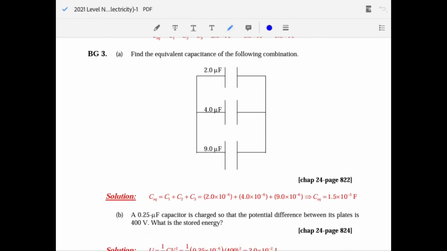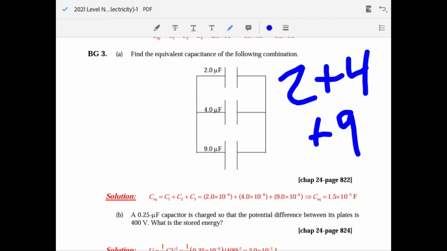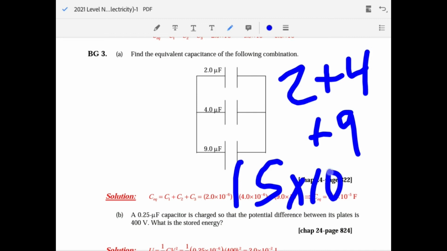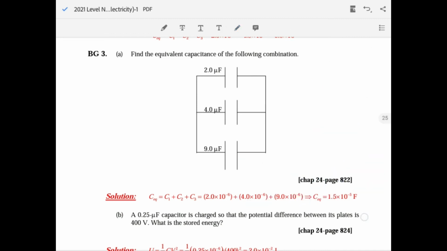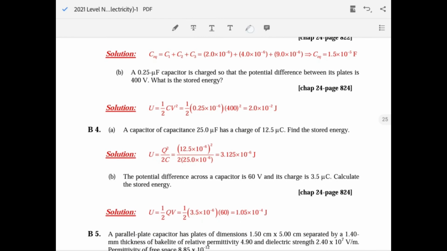Find the equivalent capacitance. This is all parallel, so it's the opposite of resistors, you can just add them up. So 2 plus 4 plus 9, which is 15. So 15 micro, so times 10 to the power minus 6, then we put scientific notation, so this becomes 10 to the power minus 5. Next, 0.25. Again, there are a couple of formulas for energy.